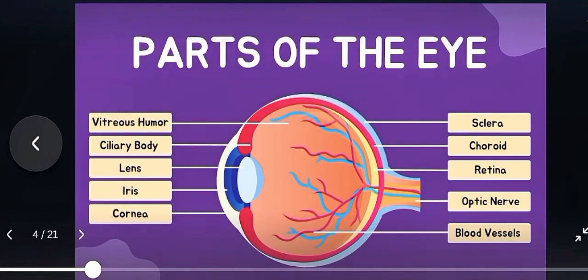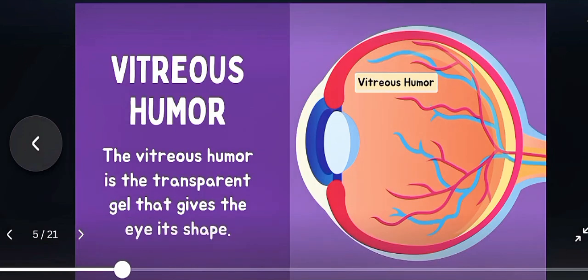These are the parts of the eye. So, vitreous humor, ciliary body, lens, iris, cornea, sclera, choroid, retina, optic nerve, and blood vessels. So first, vitreous humor. The vitreous humor is the transparent gel that gives the eye its shape. So here, this is the vitreous humor.